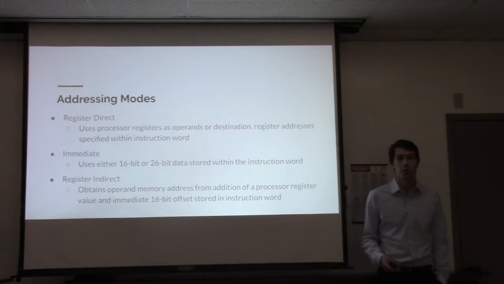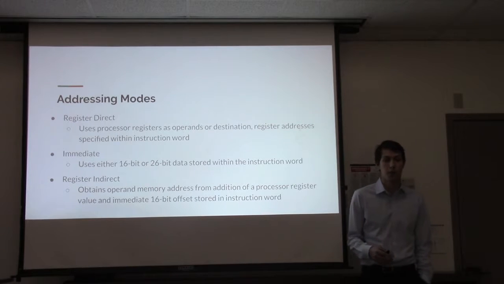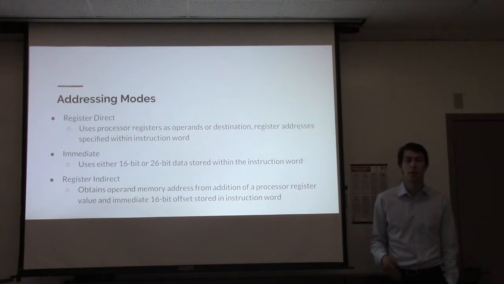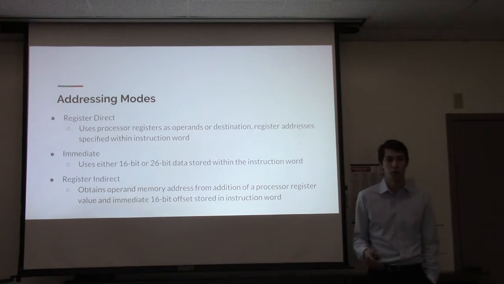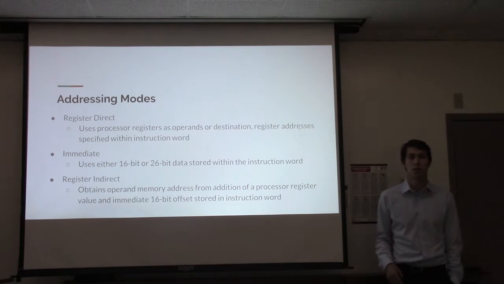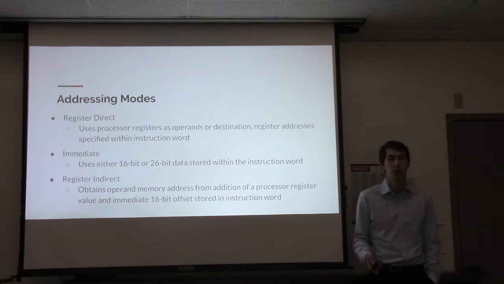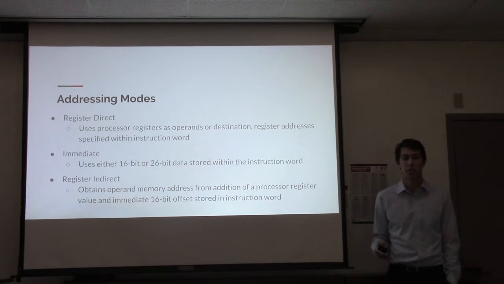So our addressing modes, we have 3 of them: register direct, immediate, and register indirect. Register direct uses processor registers as operands and/or destinations. And the register addresses are specified within the instruction word. Our immediate uses the 16 or 26-bit, depending on if it's an R or an I type or a J type instruction. And then register indirect obtains operand memory address from processor register value and the immediate 16-bit offset stored in the instruction word.